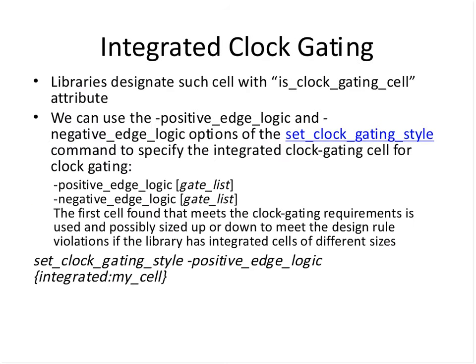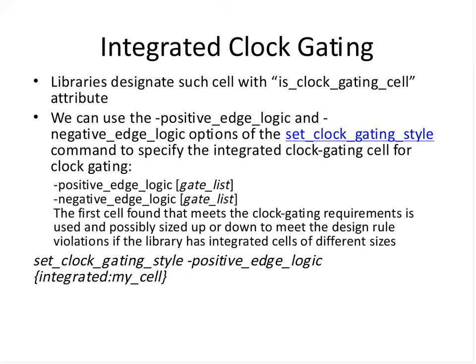So how do we use that? This is the most popular form of inserting clock gating, by applying an integrated clock gating cell. So how do we do that? We use set clock gating style. There will be multiple ICGs, multiple integrated clock gating cells, one for positive edge trigger logic, one for negative edge trigger logic. So we tell Design Compiler or Power Compiler, with set clock gating style, what kind of cell I want to use for positive edge trigger logic, and what kind of cell I want to use for negative edge trigger logic.